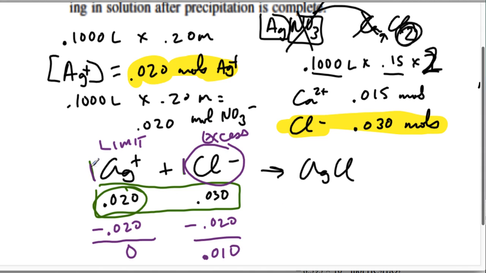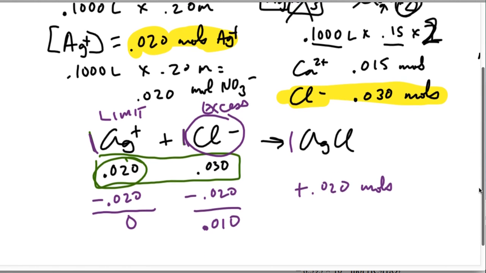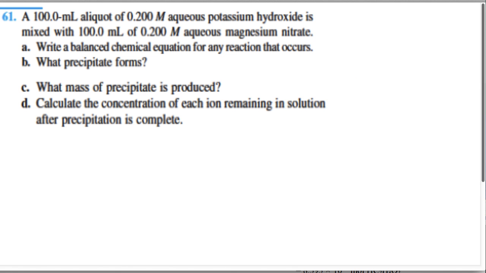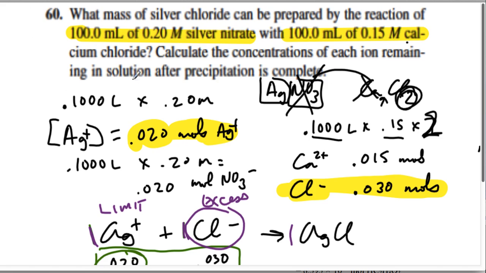Then the ratio is 1 to 1 to 1. That means if I'm minus 0.020 here, I'm going to be plus 0.020 moles there. So I get that done. Now, the next thing they asked me in the problem, or the first thing they asked me, was, when I look here, calculate the concentrations of each ion, and the first question asked, what is the mass of silver chloride that can be prepared?